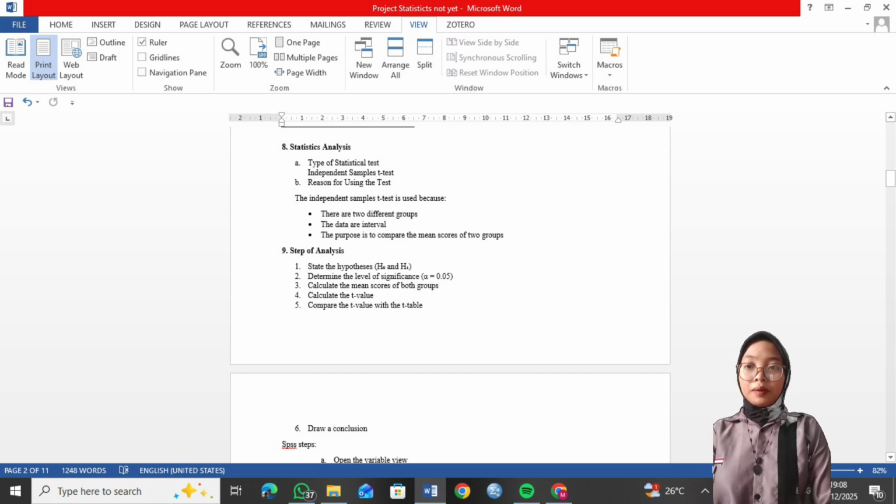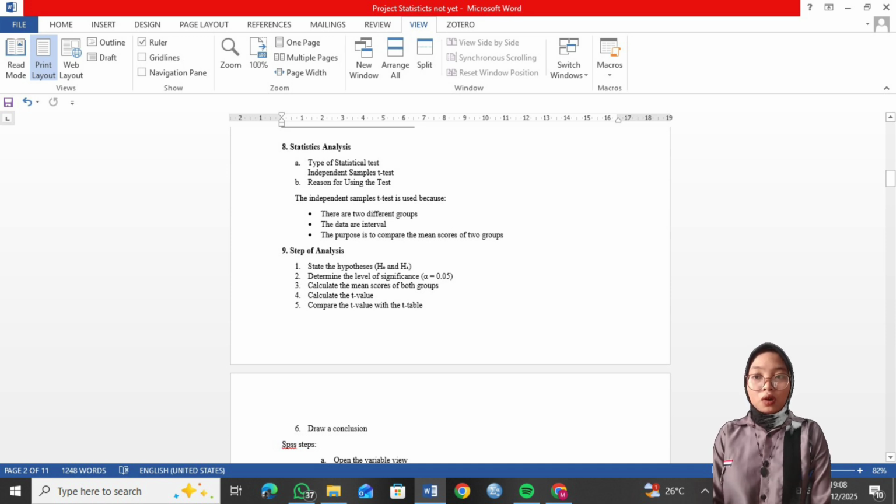And now, for the steps of analysis. The first one is state the null hypothesis and the alternative hypothesis. The second one is determine the level of significance alpha, which is 0.05. Third, calculate the mean scores of both groups. Fourth, calculate the t-value. Fifth, compare the t-value with the t-table. Sixth, draw the conclusion.